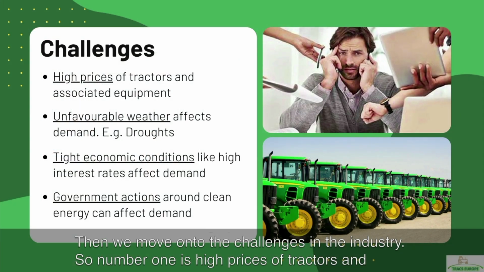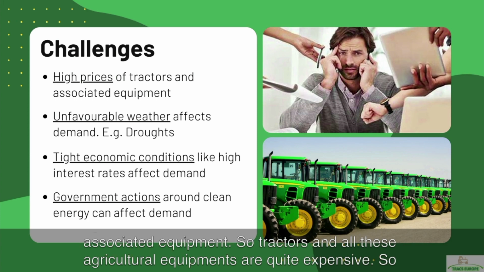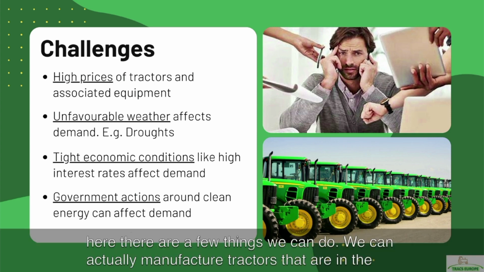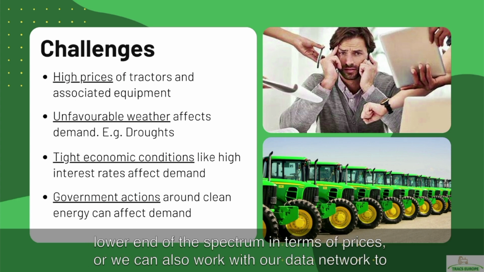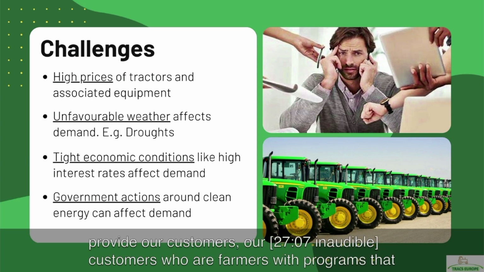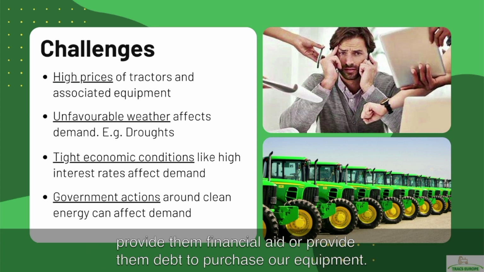We move on to the challenges in the industry. Number one is high prices of tractors and associated equipment. Tractors and all these agricultural equipments are quite expensive. So here there are a few things we can do. We can manufacture tractors that are in the lower end of the spectrum in terms of prices. Or we can also work with our dealer network to provide our ultimate customers, who are farmers, with programs that provide them financial aid or debt to purchase our equipment.